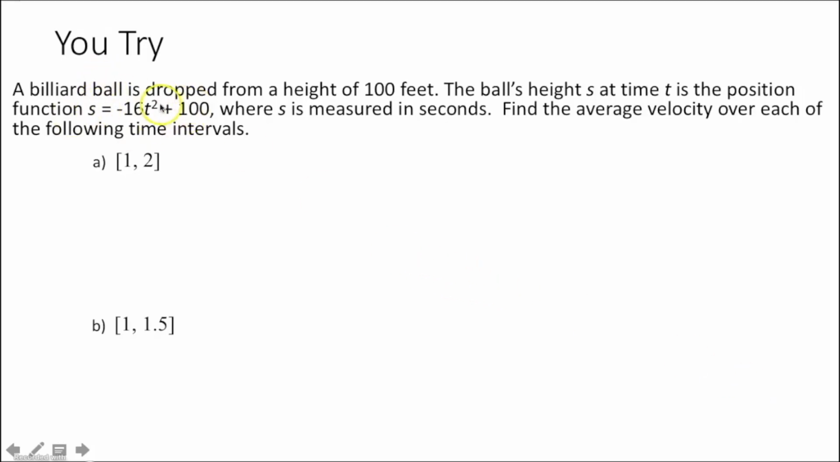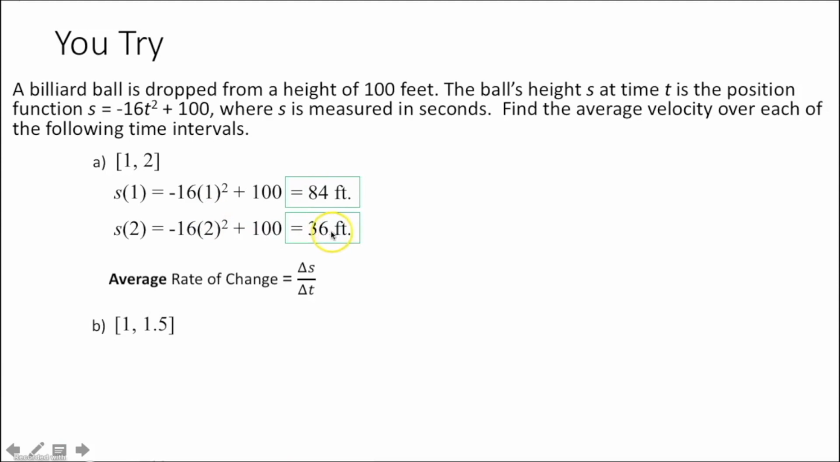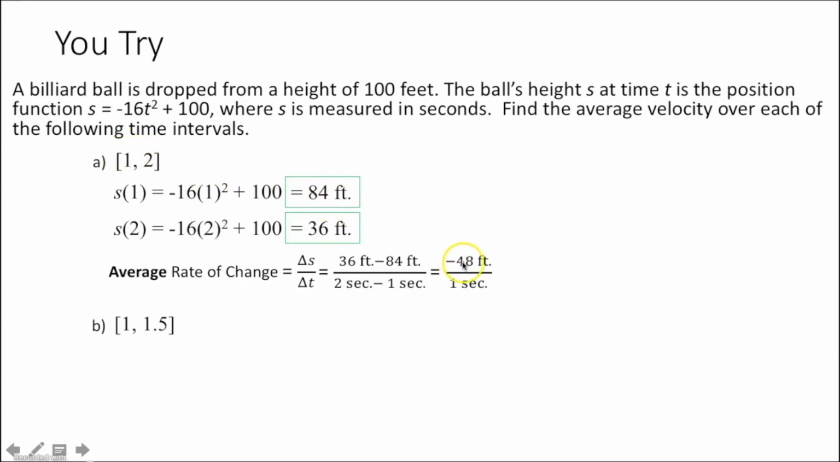First, we have our function right here, and we want to find the y values that go with the endpoints. So here we have 84 feet when t is equal to 1, and when t is equal to 2, we have 36 feet. Now, to find the average rate of change, that's delta s over delta t, which is the change in your y's over the change in the x's, or change in s over change in t. So you simplify that by subtracting 84 minus 36 over 2 minus 1, and get negative 48 feet per second, which is going to be your average velocity over that given time.